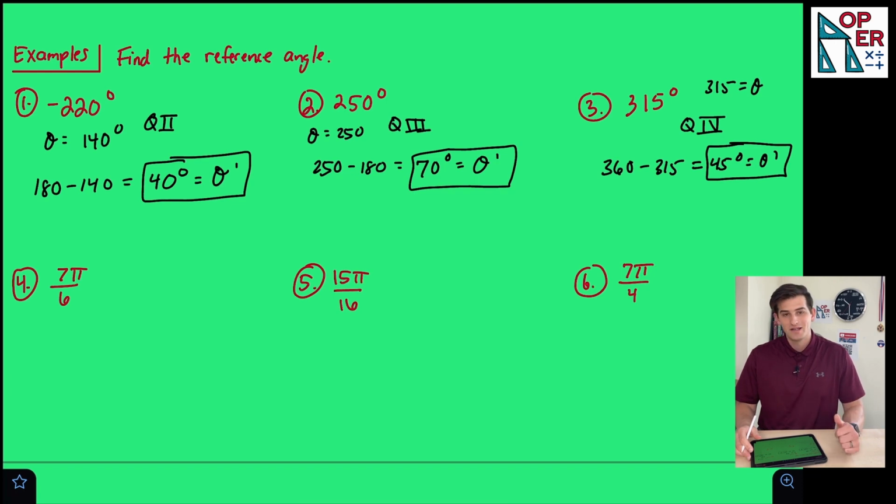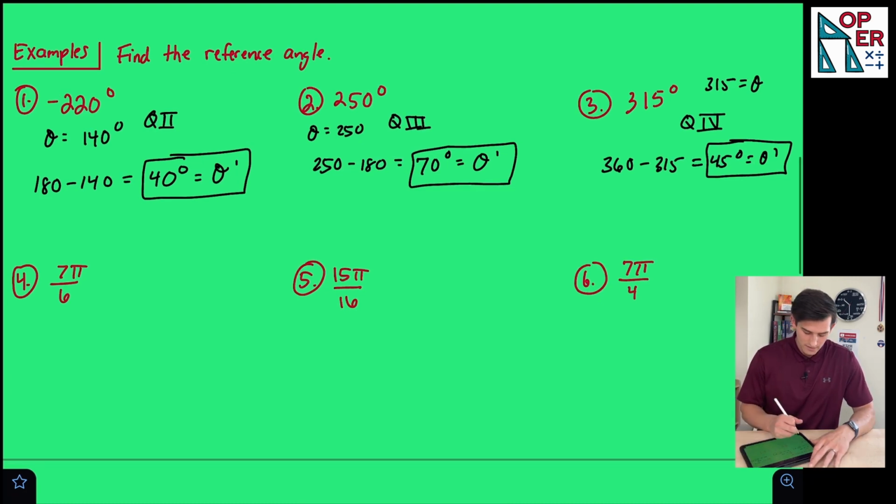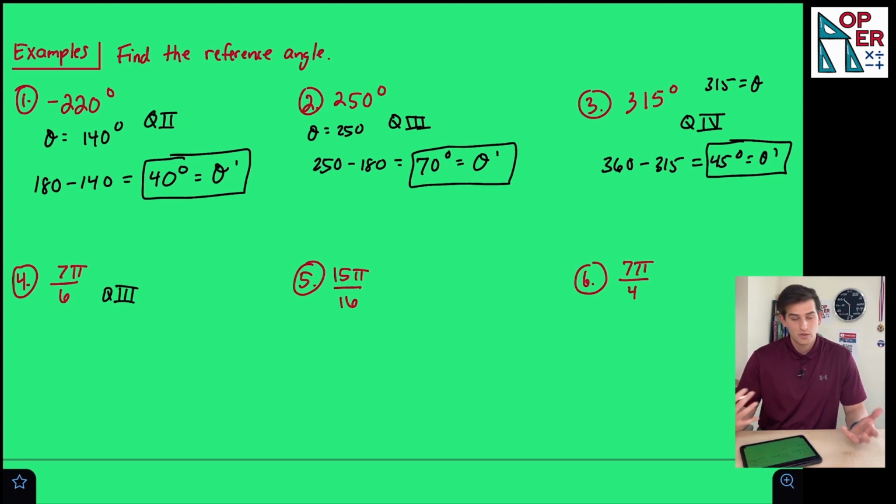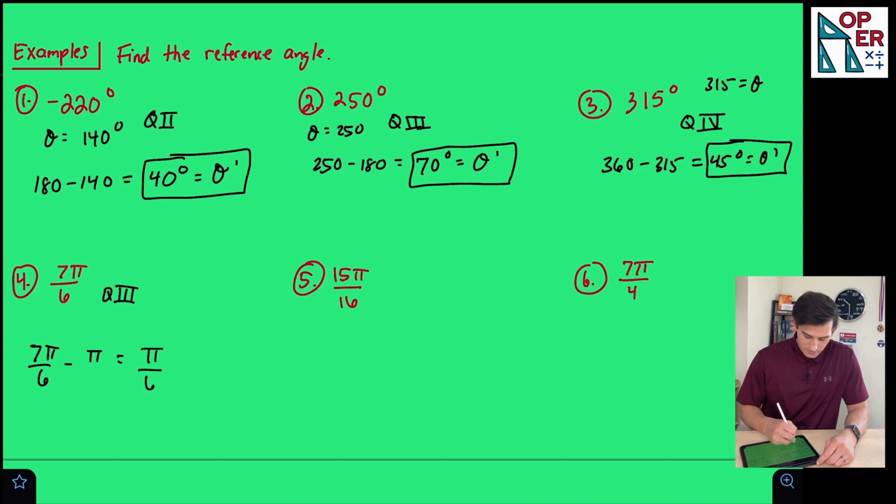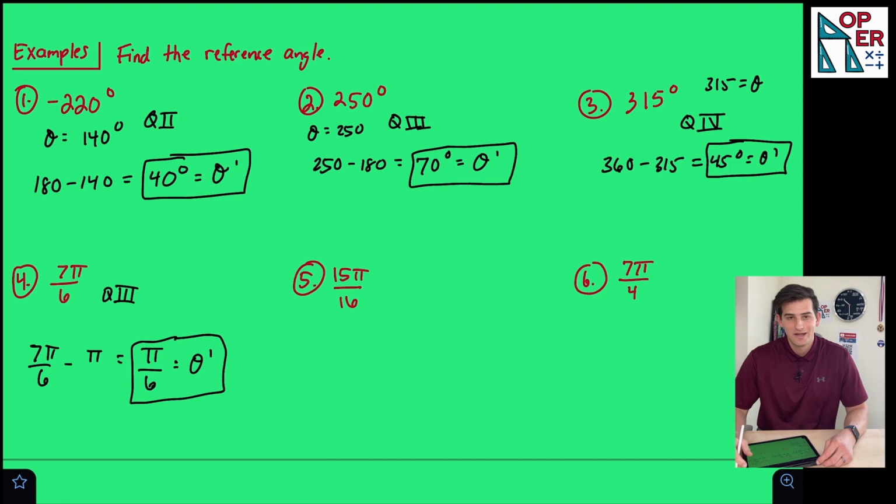For number 4, we have 7 pi over 6. If we think about 7 pi over 6, 6 pi over 6 would be pi, which would be right at the x-axis between quadrant 2 and quadrant 3. So it's a little bit past that, and we are in quadrant number 3. Quadrant 3 tells us to take our angle measure, in this case radians, 7 pi over 6, and subtract pi. Pi with a denominator of 6 would be 6 pi over 6. So 7 minus 6, we get pi over 6 for theta prime. Our reference angle for 7 pi over 6 would be pi over 6.